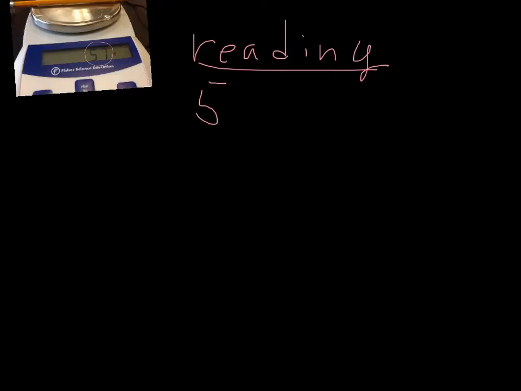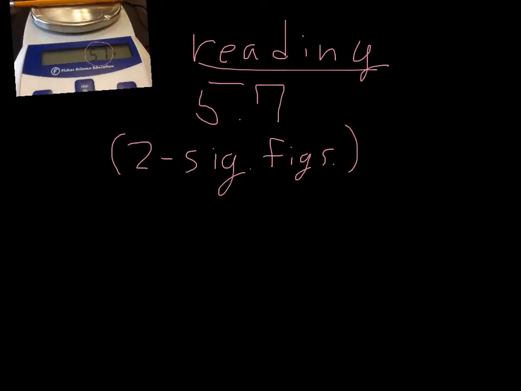So let's set that aside for a moment. And we'll just make a note that, okay, our reading is 5.7. And based on the rules we've already learned for sig figs, we know that this reading has two significant figures, the 5 and the 7.